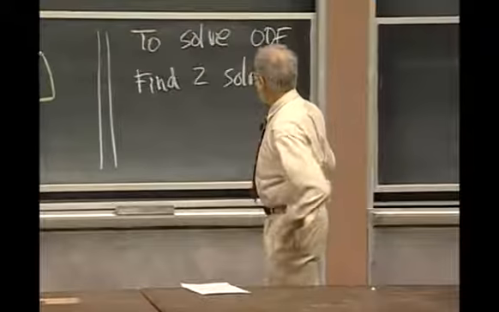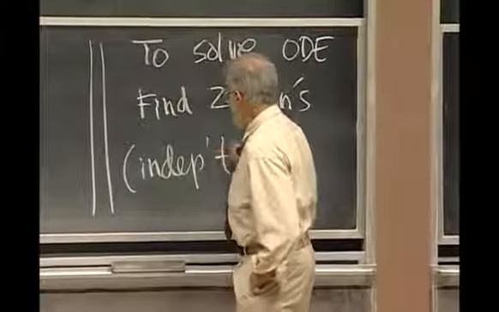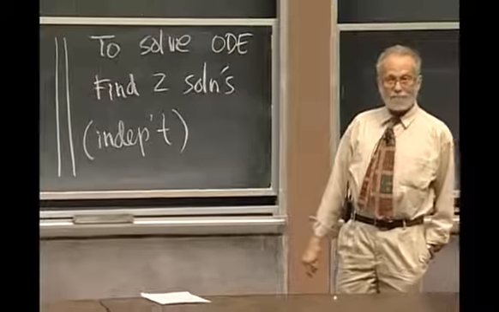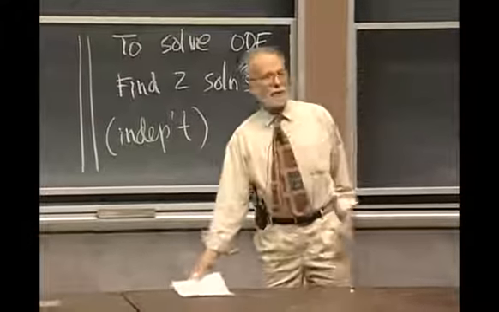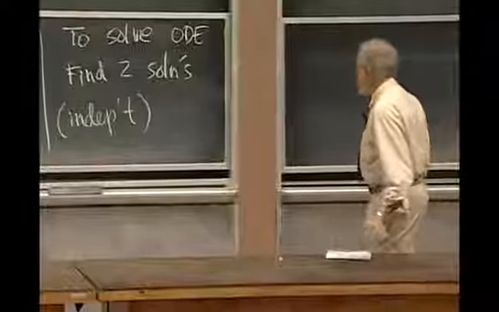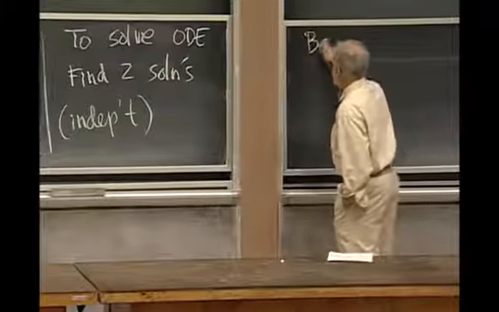So the solutions have to be independent, which means, to repeat, that neither should be a constant multiple of the other. They should look different. That's an adequate explanation. Okay. Now, what's the basic method for finding those solutions?